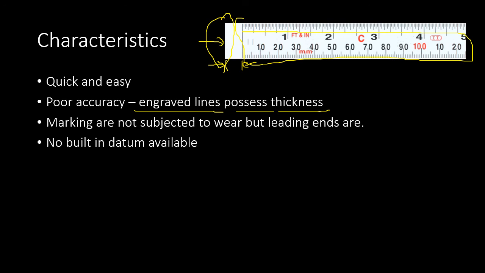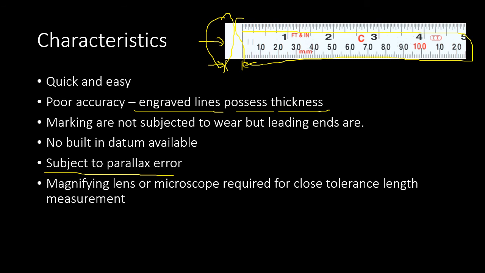No built-in datum is available, so there is no physical datum that represents the zero exactly on the scale or on the measuring instruments built based on line standard. The readings taken from measurements that follow line standard are subject to parallax error. Sometimes a magnifying lens or microscope might be required for close tolerance length measurements. So these are the characteristics of the line standard.